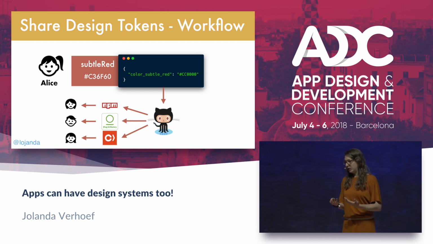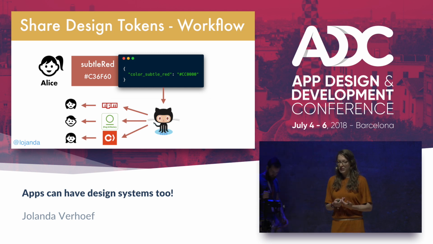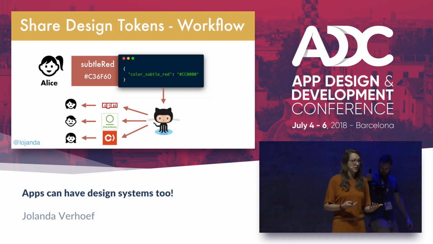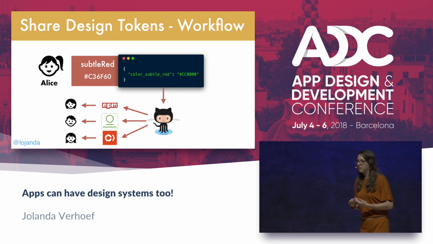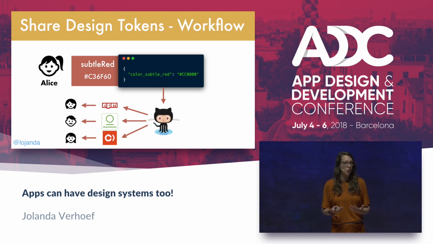Then she pushes this to a code repository, and from there on, our automatic setup will make sure that this new color is represented in both Android, iOS, and web. The only thing developers need to do is update their version of the design system, and all of a sudden they will have this new version, and all of them will be able to automatically use this new red color.